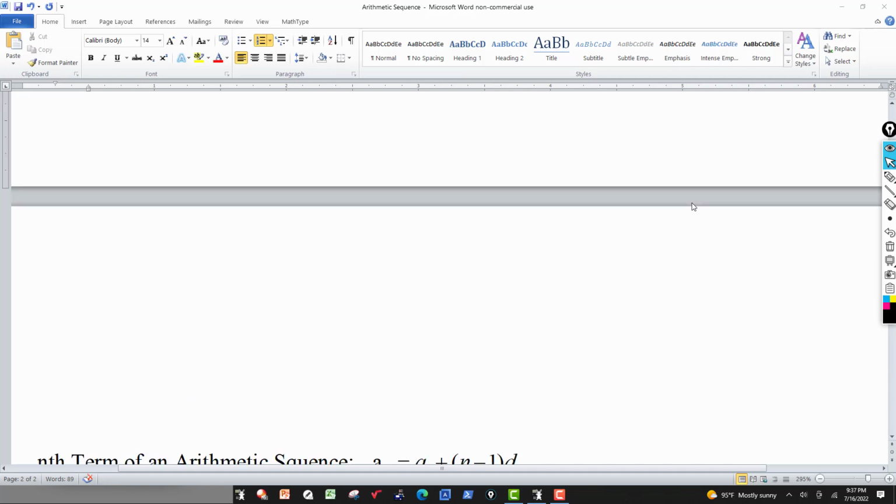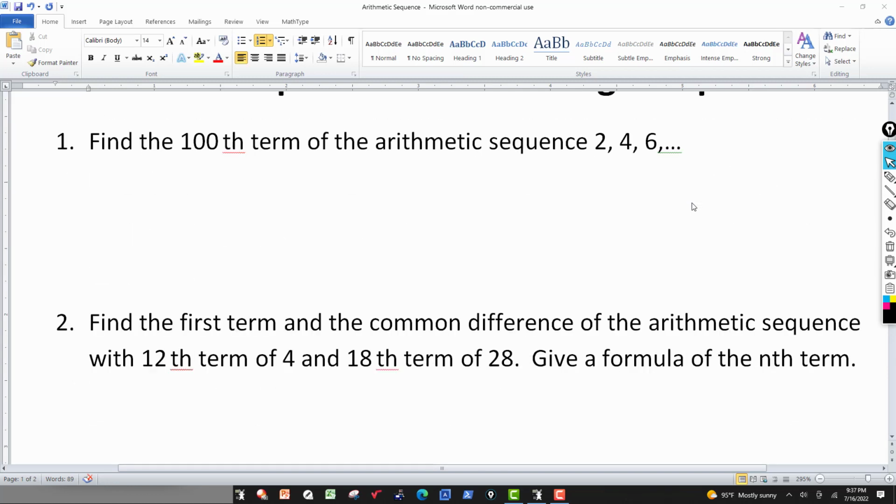Let's go now and look at the first problem. Find the 100th term of the arithmetic sequence 2, 4, 6, and so on. So let's give the information we have then. The first term of the sequence, you can see, is 2. And notice we're just adding 2 to the previous number to get the next one. So the common difference is 2.